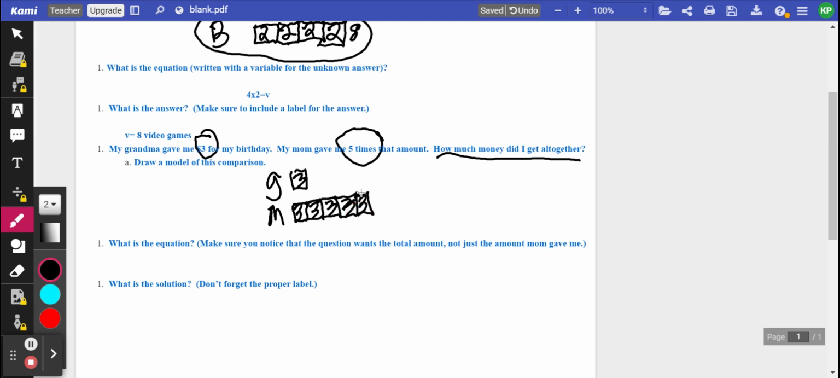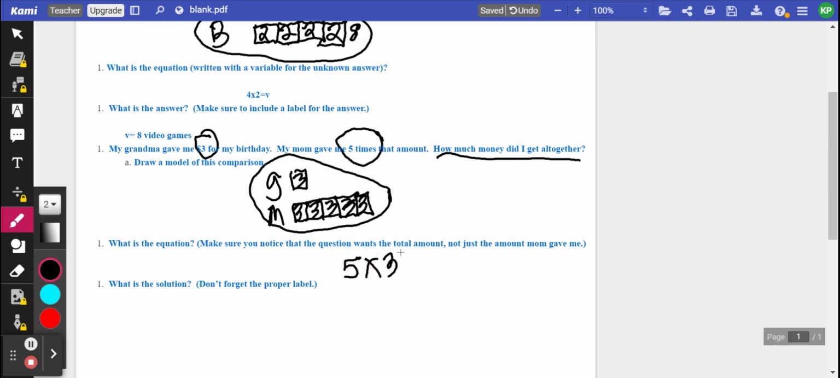3 and 3. Okay, I go back to my question though. It says, how much money did I get all together? So this time, I'm not just looking at what mom gave me. I'm looking at what everybody gave me, right? Because that's all together. So when I go to write my equation for this, I have to think about what mom gave me and what grandma gave me. So mom gave me 5 times the number 3.